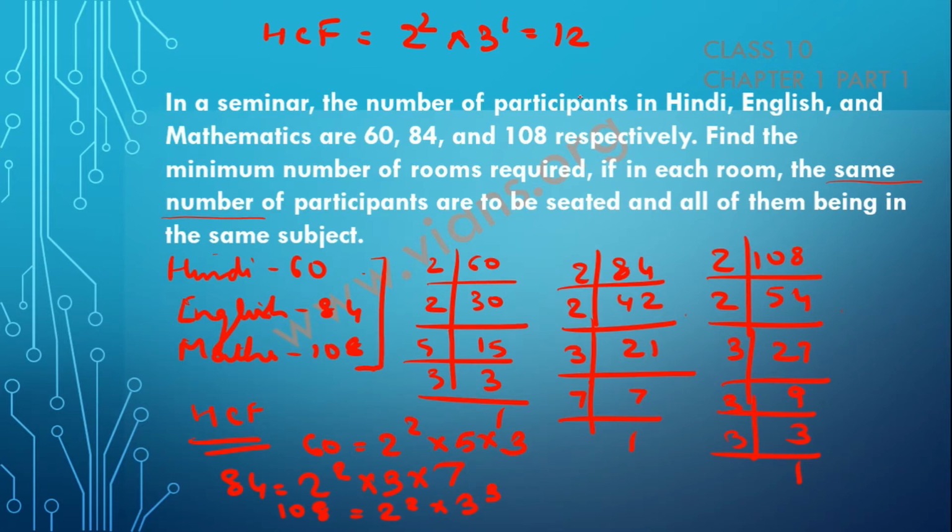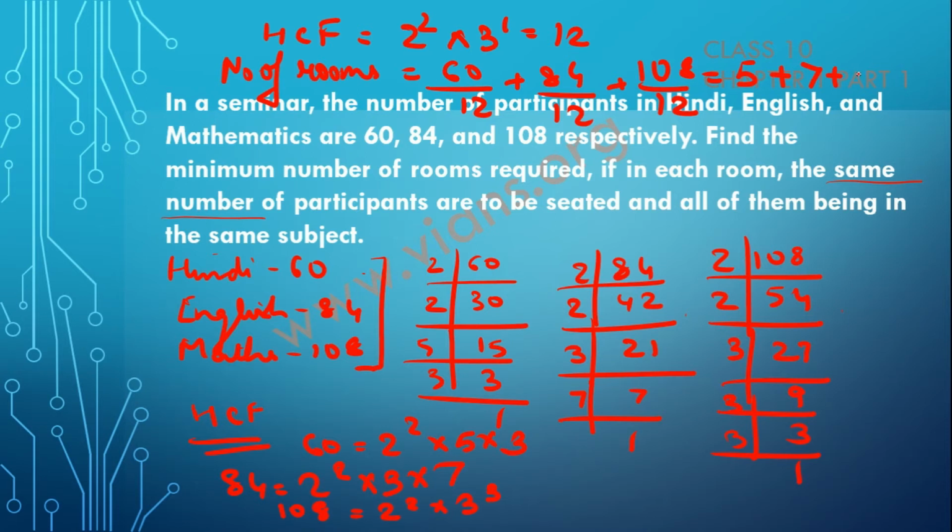Now, if you need to find the number of rooms, for Hindi it's going to be 60 by 12, plus for English 84 by 12, plus for maths 108 by 12. That's 12 5s are 60, plus 7s are 84, plus 9s are 108. So that's going to add up to 9 plus 5, that's 14, plus 7, 21. 21 rooms.